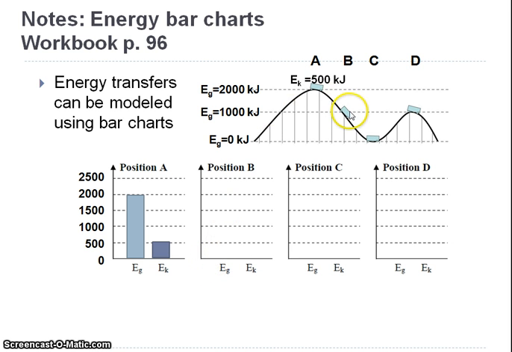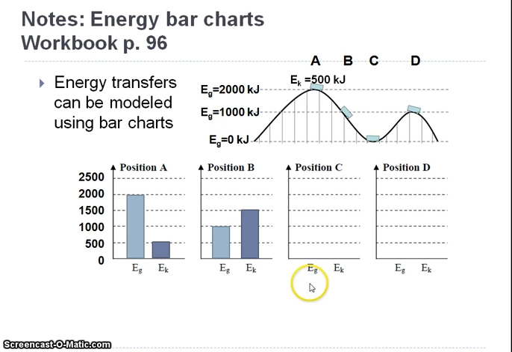So in this next position, position B, we can see that it has lost a little bit of gravitational potential energy because it's not at such a high height. So it only has 1,000 kilojoules of gravitational potential energy. And then if we wanted to know how much kinetic energy it has gained as it goes down, we would have to take the total energy, which we decided was 2,500, and subtract 1,000, and we'd be left with 1,500 kilojoules of energy there. So if we plot that on position B, we'd have 1,000 of gravitational potential energy and 1,500 of kinetic.